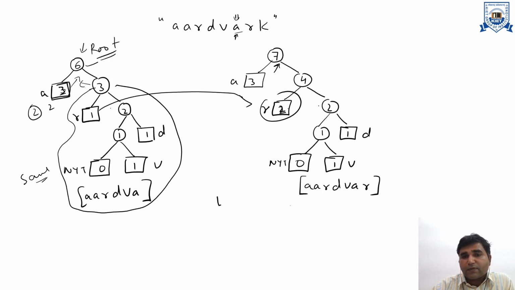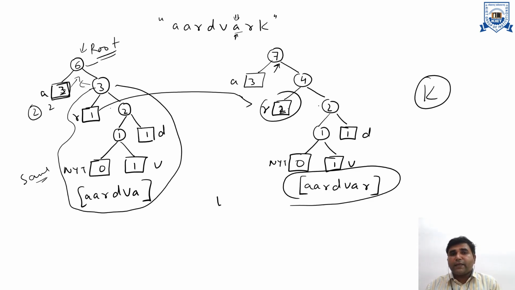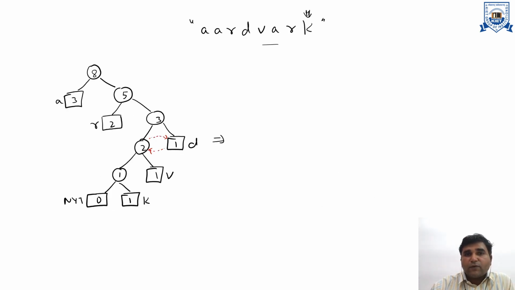Okay. Now at this moment we are just updating our tree up to A A R D V. Now the last letter is K. For this letter K we have to update our tree. At this moment we have letters A already encountered, R already encountered, D, V. Now we have to put this letter K in our tree.